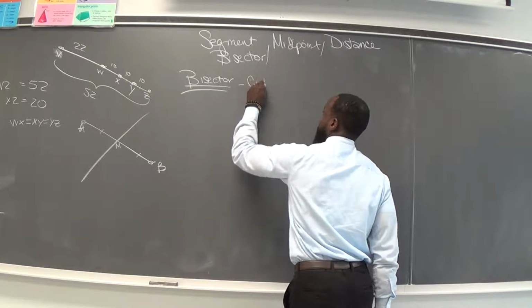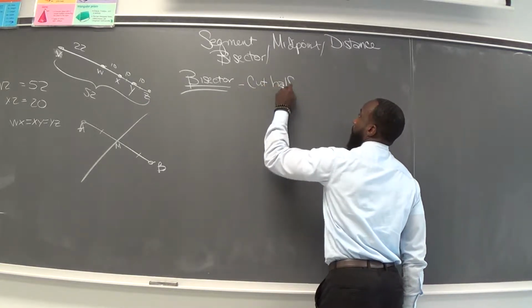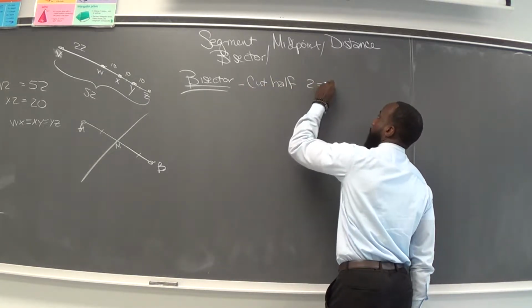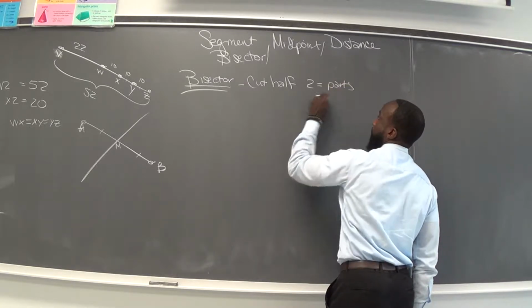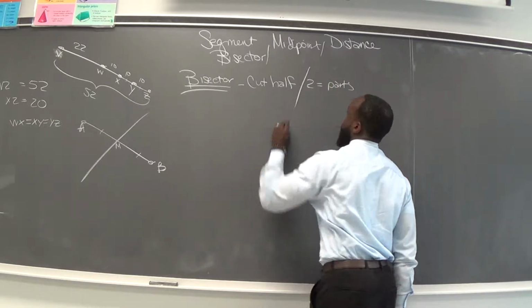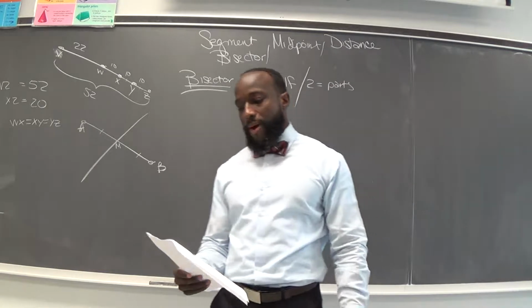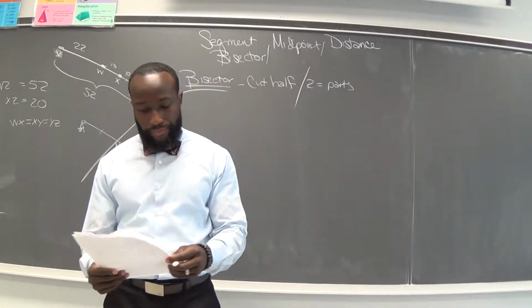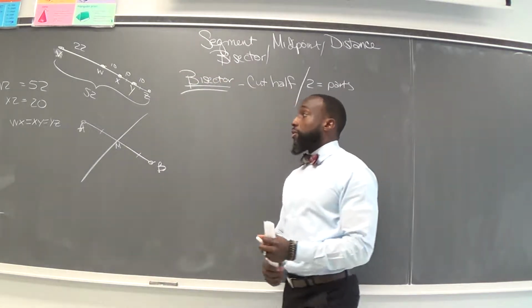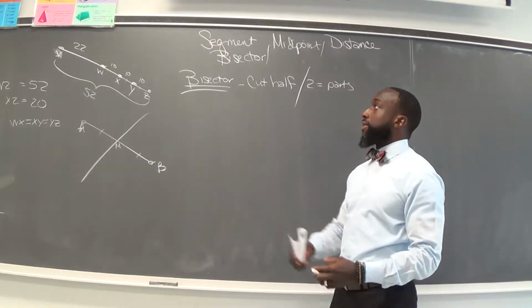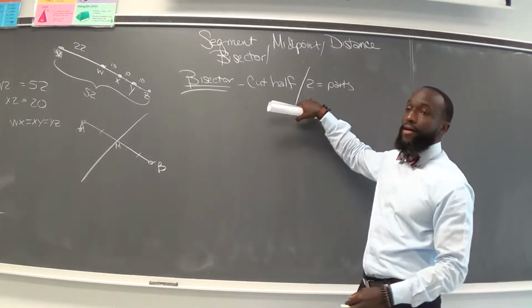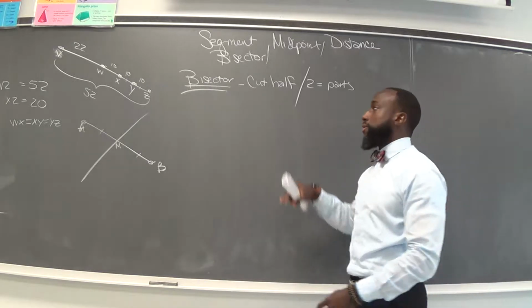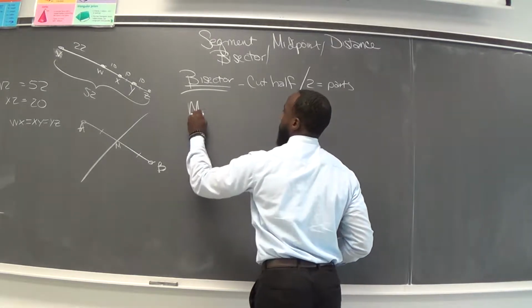So to bisect means to cut in half, or into two equal parts. Two equal parts. That's what bisect is all about, okay? The other thing, so what's fantastic about this bisector is, again, it cuts it in half or it creates two equal parts. It's also known as a midpoint.